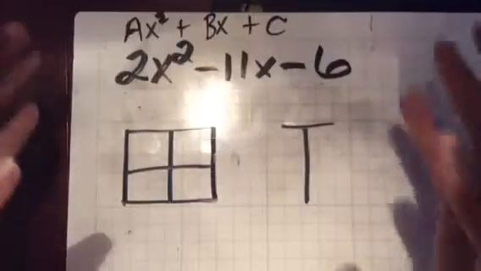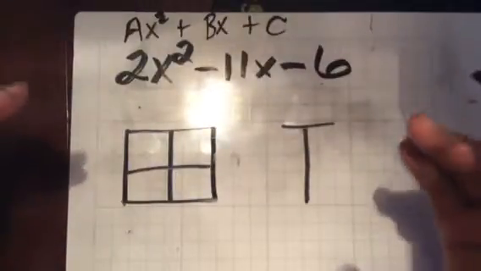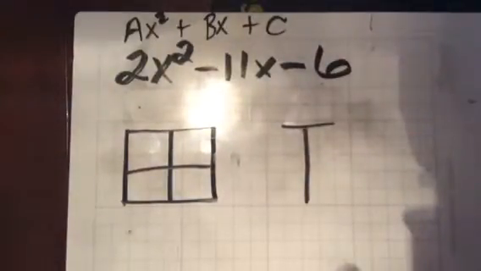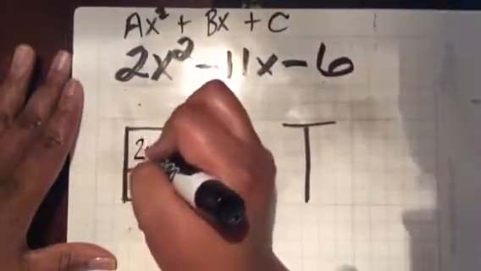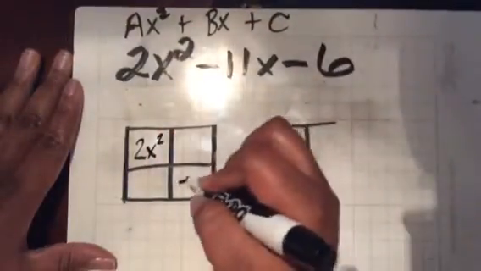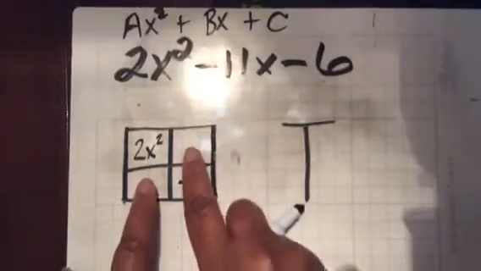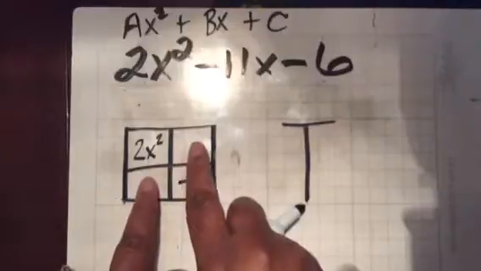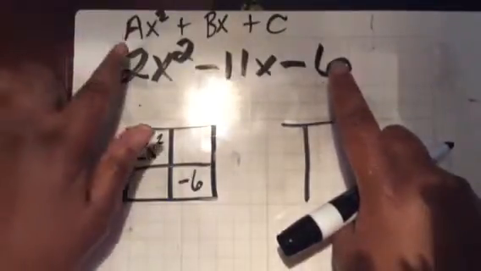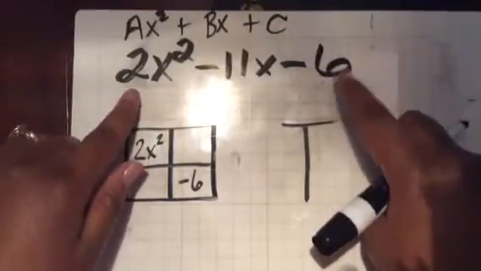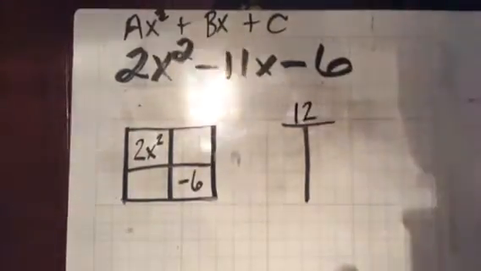First we're going to put numbers and letters into the box that we know go into the box. If you watch the video on the box method, you know that the 2x squared goes in this box and the negative 6 goes in this box. And then we have to do some work to figure out these two. And we do that by finding the factors of a and c. A is 2, c is 6. 2 times 6 is 12. So we're going to find the factors of 12.